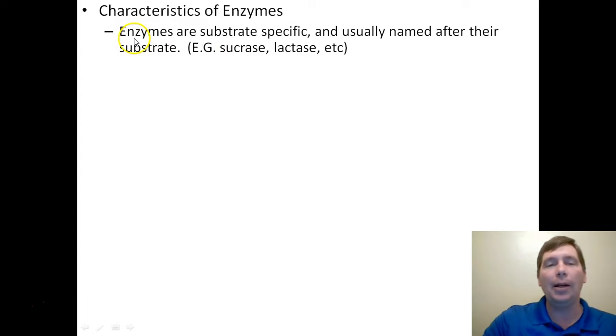Now, one thing about enzymes is they are substrate specific. Sucrase cannot break apart lactose because lactose will not bind to sucrase. Only sucrose will bind to it. So for each chemical reaction you want to make happen, you need to have an enzyme that'll do it because each enzyme will only bind to one type of substrate.